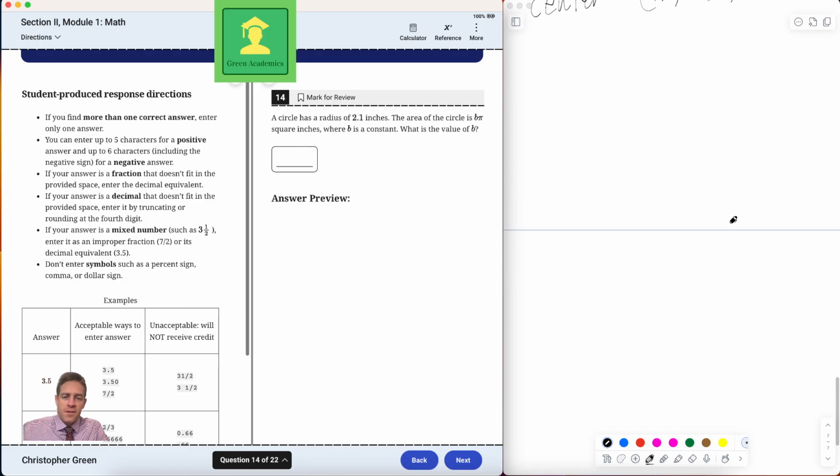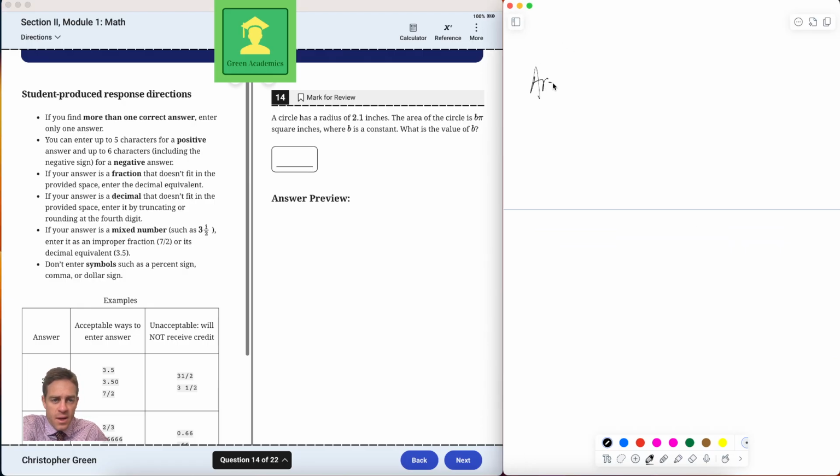A circle has a radius of 2.1 inches. The area of the circle is b pi square inches, where b is a constant. So the area of any circle is pi r squared. So the area of this circle would be pi times the square of 2.1, which is pi times 4.41. And then they're saying pi times 4.41 is b pi. So of course b itself is just 4.41.